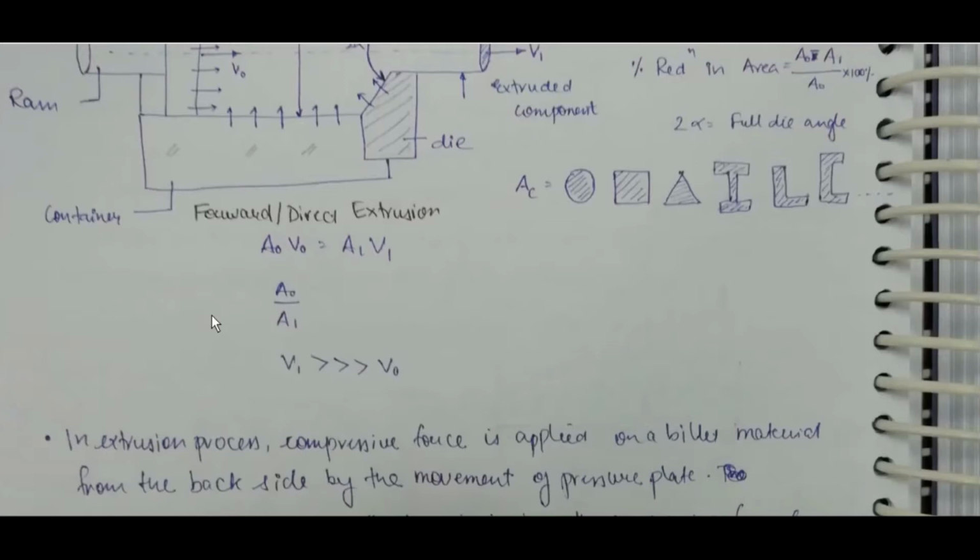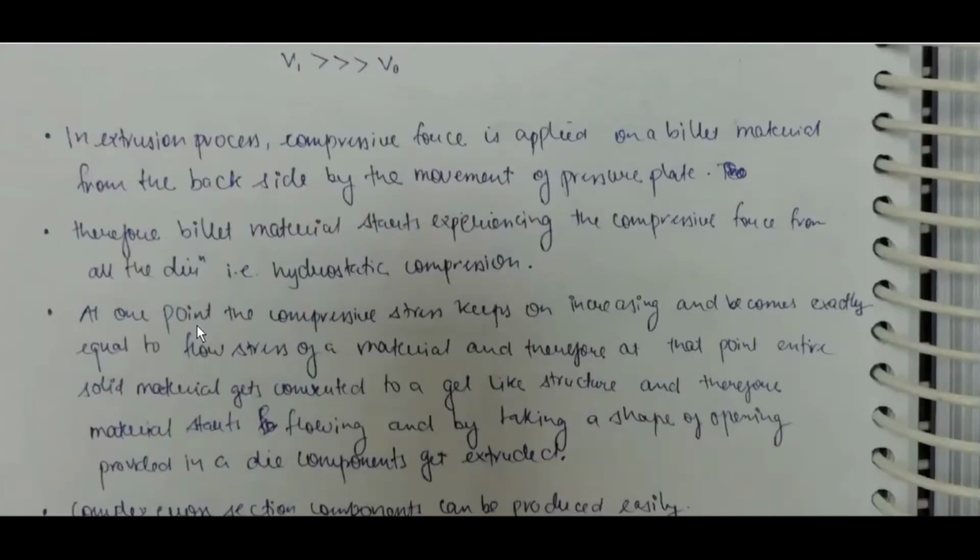V1 greater than V0. In the extrusion process, compressive force is applied on the billet material from the backside by movement of the pressure plate. Therefore, billet material starts experiencing compressive force from all directions, that is hydrostatic compression. At one point, the compressive stress keeps on increasing and becomes exactly equal to the flow stress of the material. Therefore, at that point, the entire solid material gets converted into a gel-like structure, and the material starts flowing, and by taking the shape of the opening provided in the die, components get extruded.